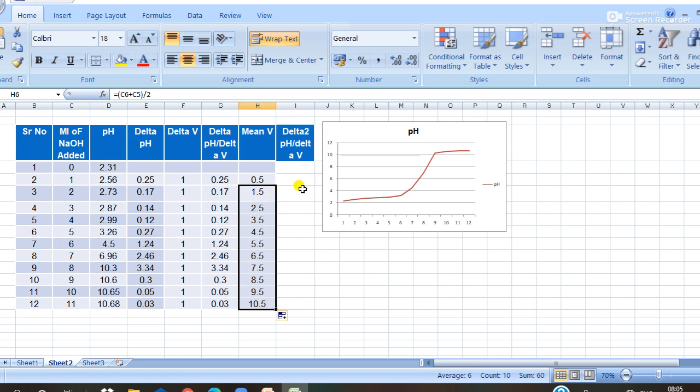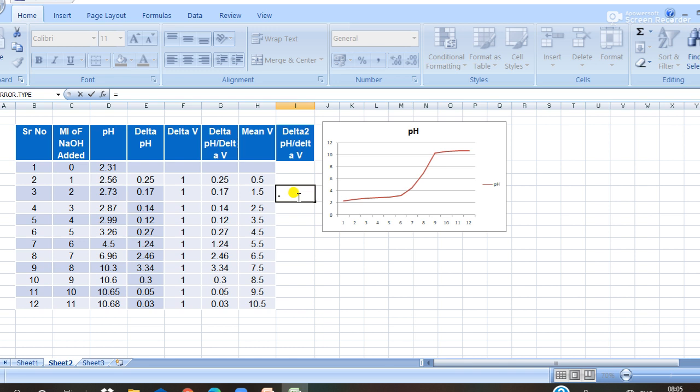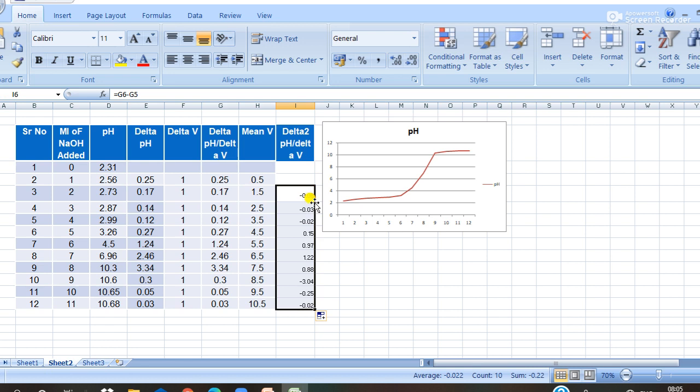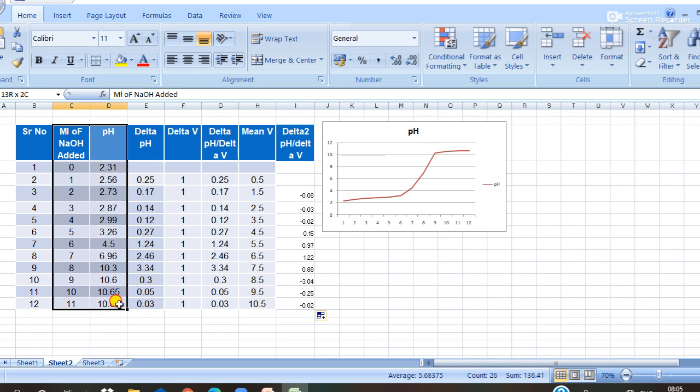And you require one more thing, that is delta square pH. For that you require this minus this. You will get this value, then drag this. So this is your table. You will get such a type of graph by taking these two columns.